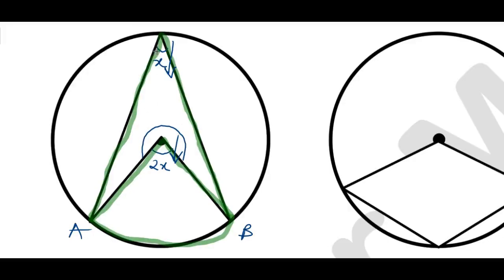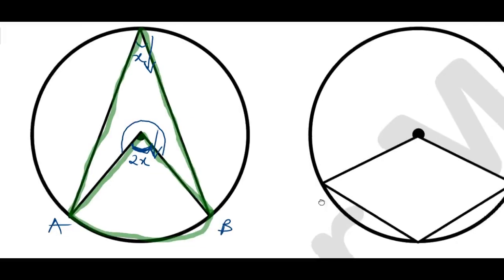This reflex is not twice the angle at the circumference. So this is the angle that is twice the angle at the circumference. All right. So if you are given reflex and you don't know this place, you need to first find this place by adding this unknown with this reflex equals to 360 degrees. That's angle at a point.